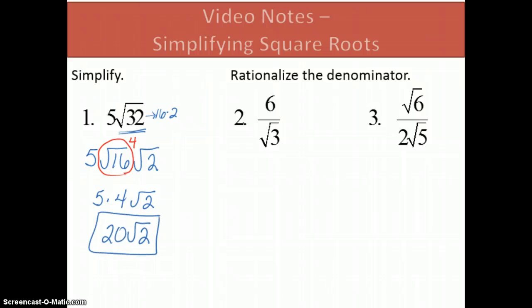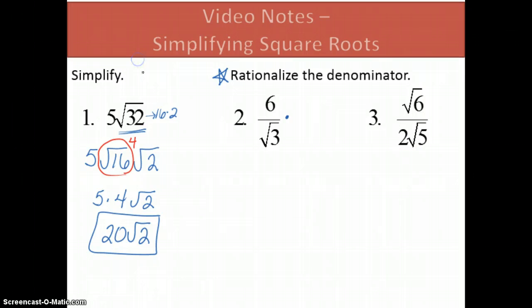Done. Number 2. Number 2 is not simplified because there's a radical on the bottom. There's a square root on the bottom, and you just can't have that. That's just not simplified. So we're going to get rid of this radical on the bottom. This irrational number here, we're going to get rid of that by rationalizing the denominator. Okay, so you can see both on number 2 and number 3, there's a square root on the bottom, and our goal is to get rid of it. Get it off the bottom. It's okay if it's on top, not okay on the bottom.